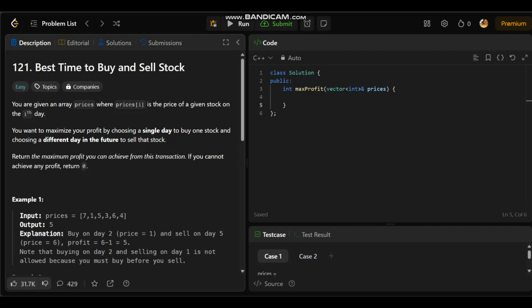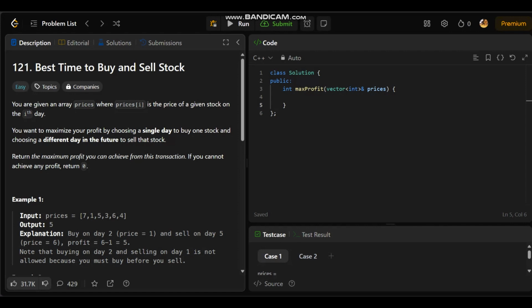We want to maximize our profit by choosing a single day to buy stock and choosing a different day in the future to sell that stock. So what is the basic logic behind the selling of stock? You buy on the day where the stock price was less, and then you sell it where the stock price was the highest, right? So here, suppose you bought the stock on day 2 where the price was 1, and you sold it on day 5 where the price is 6, so you're going to make a profit of 5, right? That is the maximum profit you achieved.